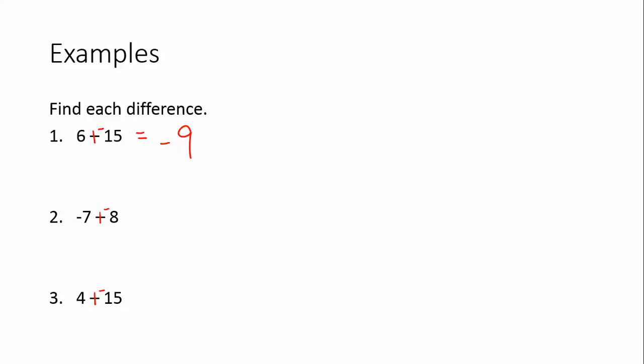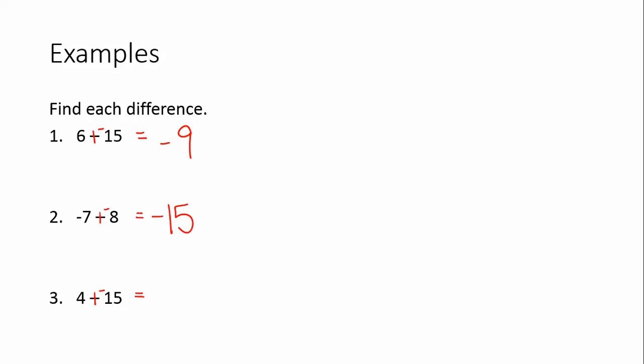On number 2, we have negative 7 now plus negative 8. So we have two signs that are the same. They're both negative numbers. So we're going to add those two numbers in our head. 7 plus 8 is 15. And when the signs are the same, your answer should have the same sign.